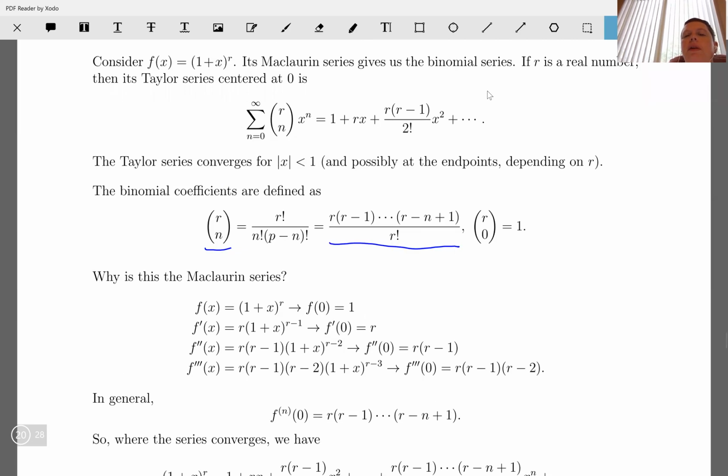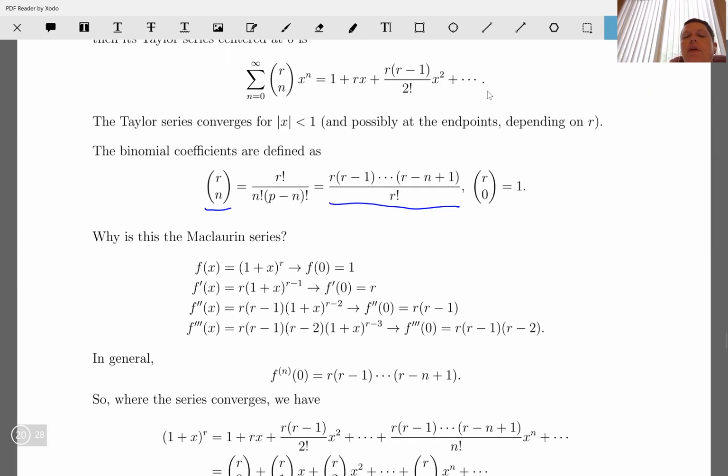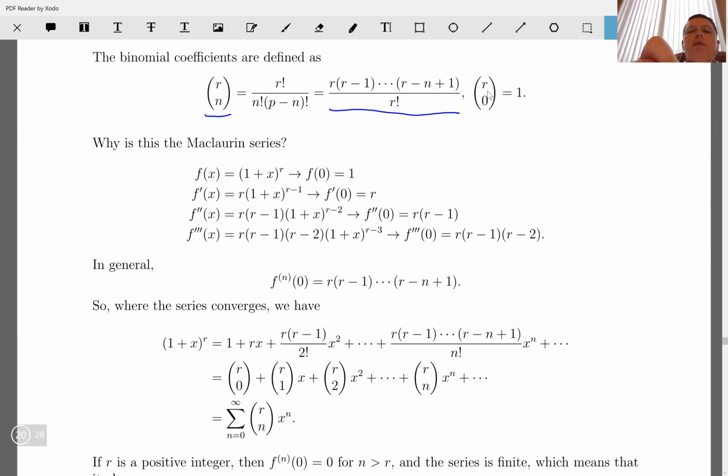So maybe you don't believe me. We can start with f of x. f of 0 is 1. f prime of x is r times (1 plus x) to the r minus 1, so f prime of 0 is r. We take the second derivative, we get r times (r minus 1). The third derivative, we get r times (r minus 1) times (r minus 2), and so on.